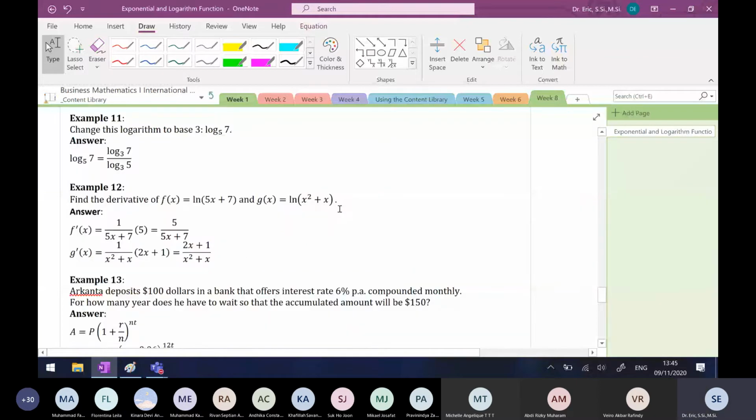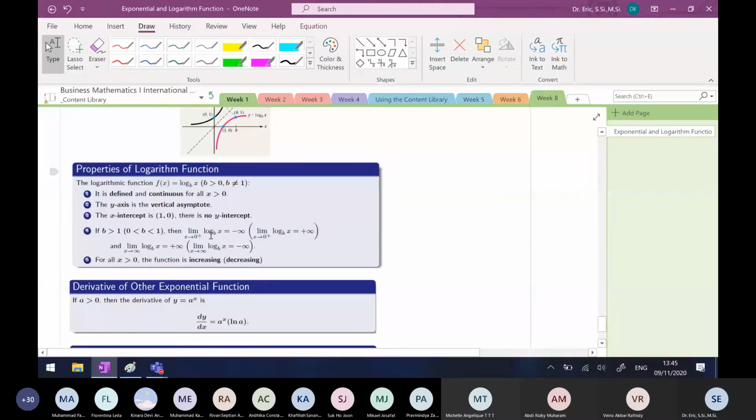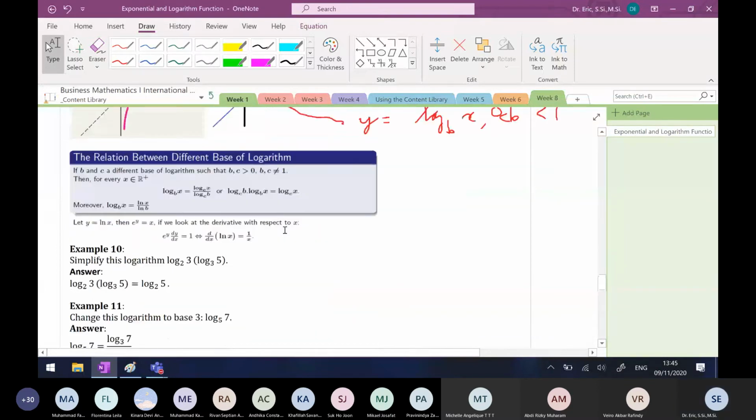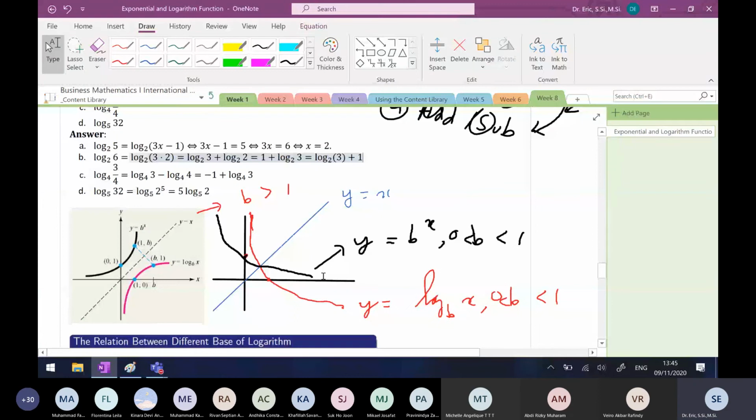with y equals b to the x, across the line y equals x. If b is from 0 to 1, when x goes to 0 plus, the function goes to plus infinity. But when b is greater than 1, when x goes to 0, the height goes to minus infinity. Pay attention: sometimes it goes to plus infinity, when b is from 0 to 1; sometimes it goes to minus infinity, when b is greater than 1.